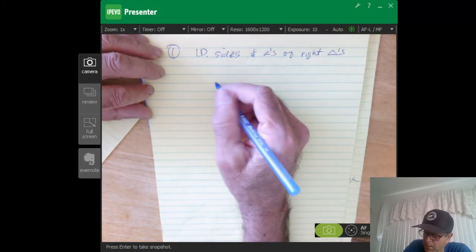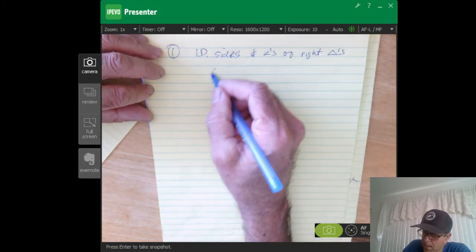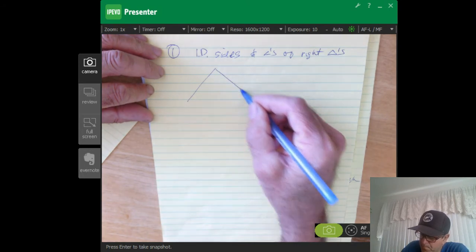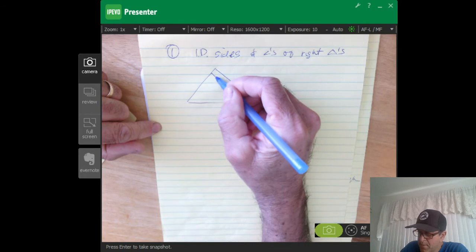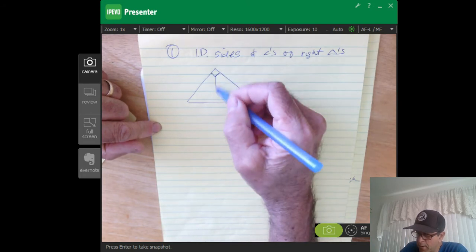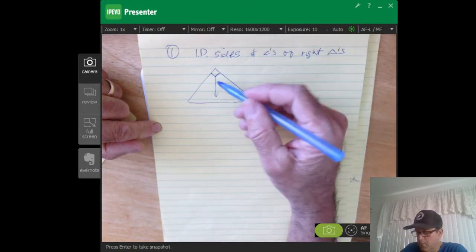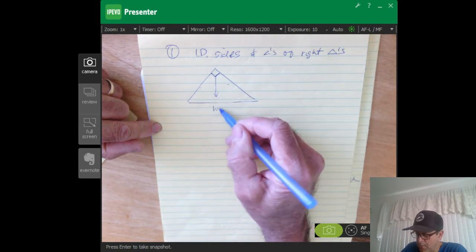Okay, by that what I mean is that no matter how it's drawn, every right triangle has a right angle. And directly across from that right angle, if you go across the middle of the triangle, is the hypotenuse.